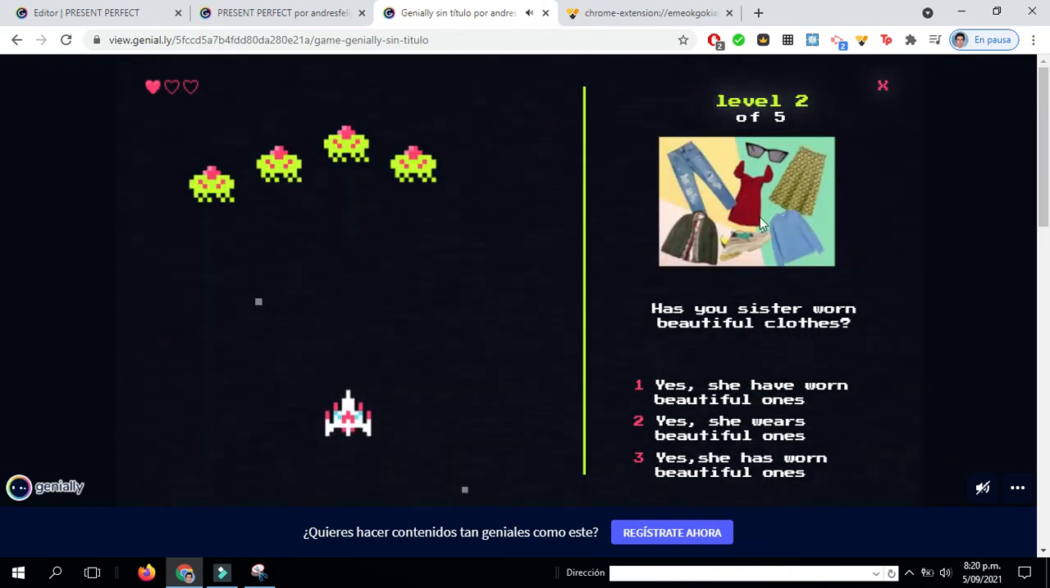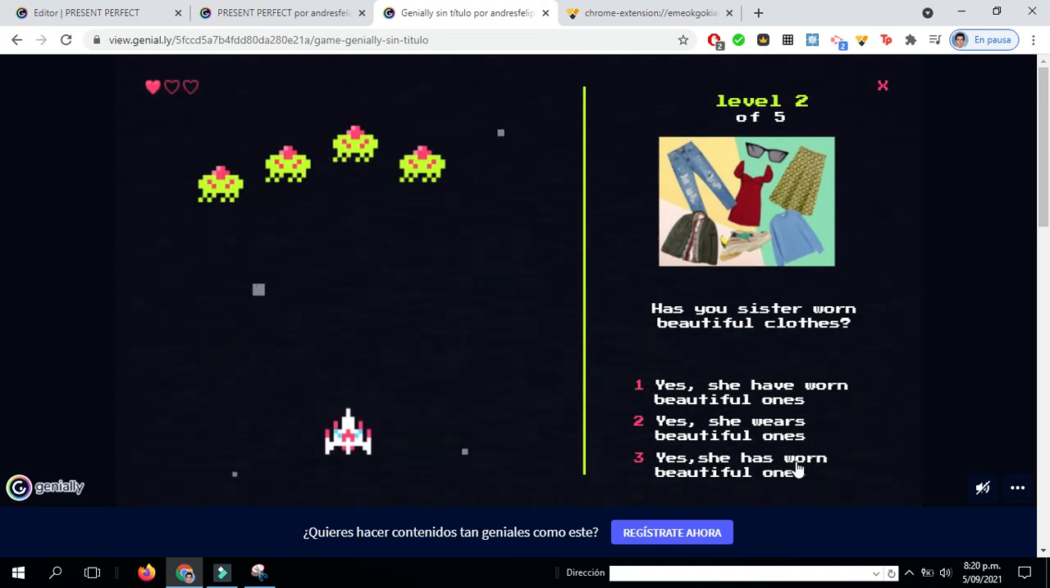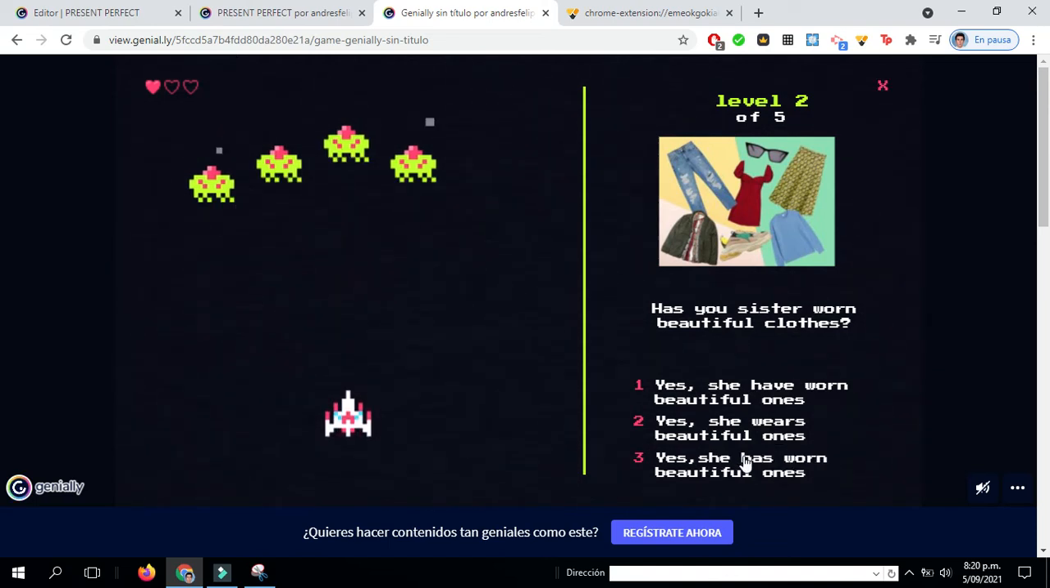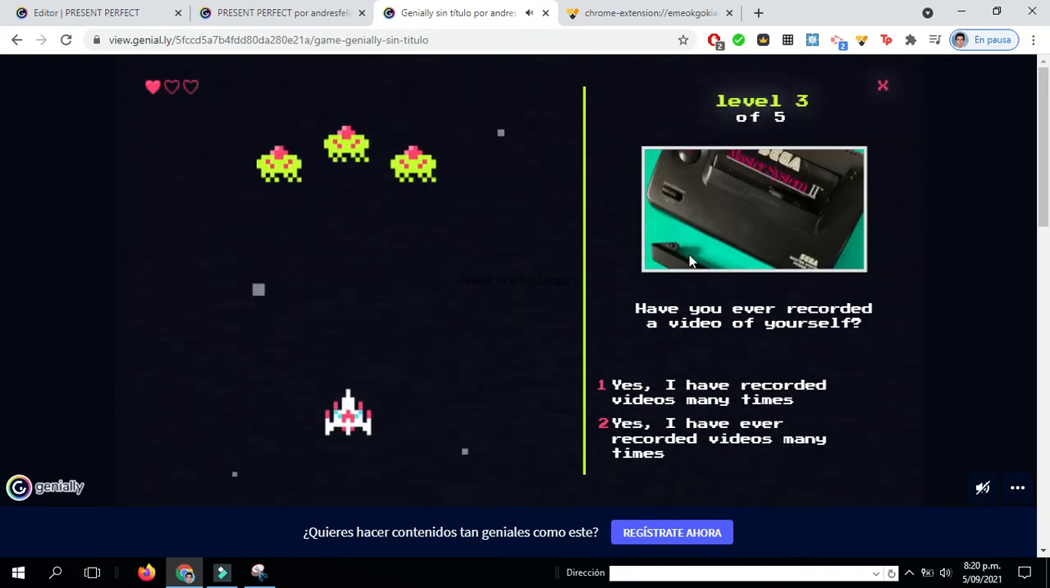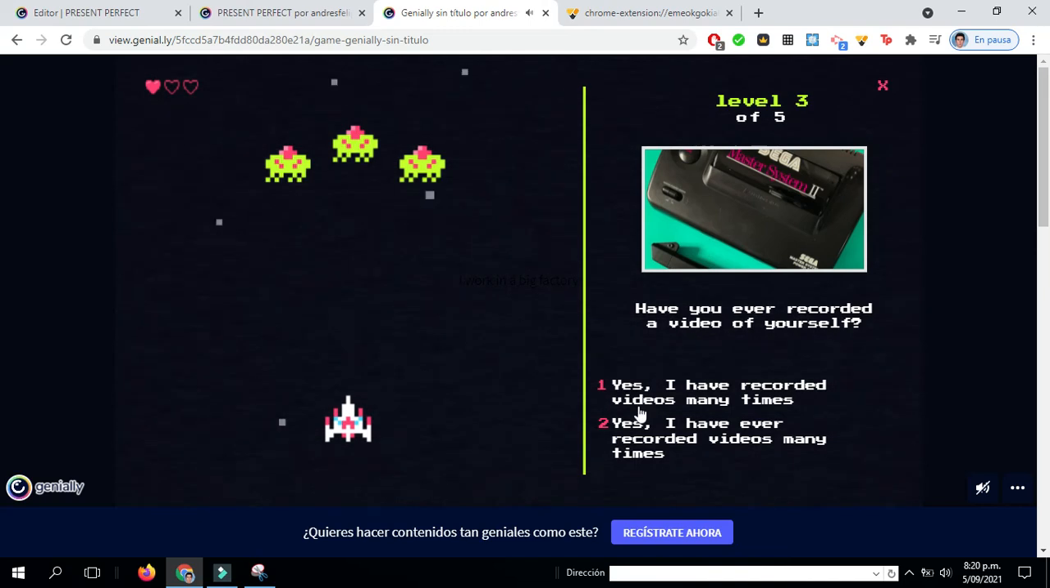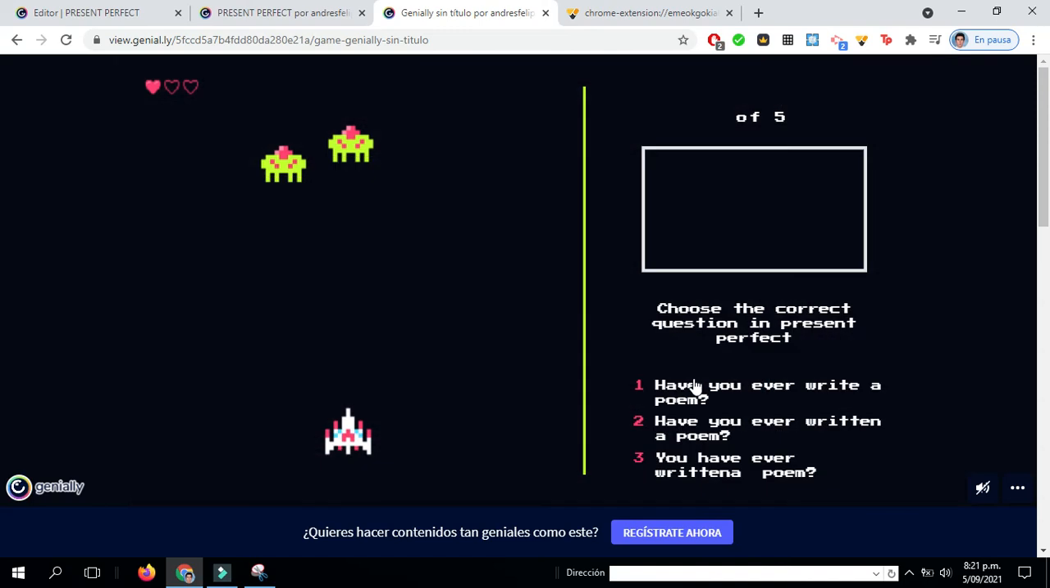The next one, has your sister worn beautiful clothes? So the auxiliary verb of she is has, no? So she has, and the past participle is worn. She has worn beautiful ones. And finally, have you ever recorded a video yourself? So you say, yes, I have recorded videos many times, okay? Because the word ever, that means alguna vez, I only use it for questions but not in answers. So this is the answer.